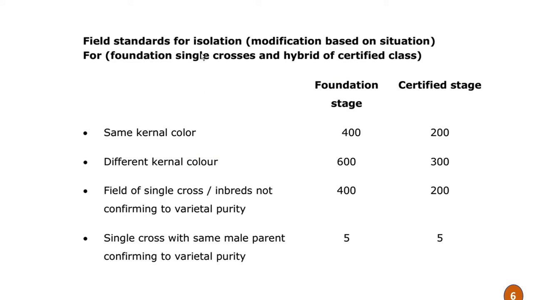So, field standards for isolation for hybrid seed production in maize. In case of hybrid, the foundation stage isolation distance and certified stage isolation distance for the same kernel color is 400 and 200 meter. For different kernel color, it is 600 and 300 meter. While for a field of a single cross or inbred not conforming to varietal purity, the isolation distance is 400 meter and 200 meters, and for a single cross with the same male parent conforming to varietal purity, the isolation distance in foundation and certified stage of seed production is 5 meter.